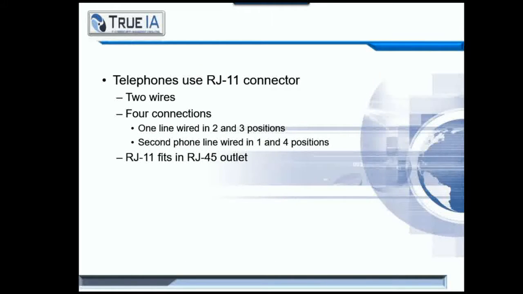Similar to the RJ45 is what we'll call a close cousin. It's the RJ11 connector. Unlike the RJ45 that uses all four pairs, the RJ11 only uses two wires, generally the blue and white wire. This is what your telephone line uses. The RJ11 connection consists of one line wired in the number 2 and 3 positions in the RJ11 connector itself, and then a second phone line wired into the 1 and 4 positions.